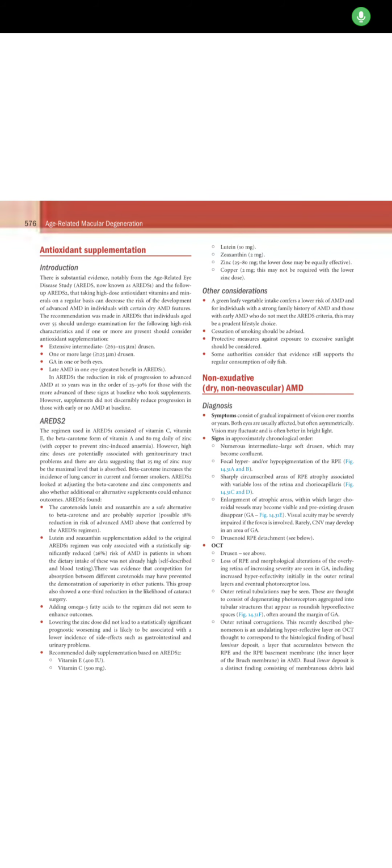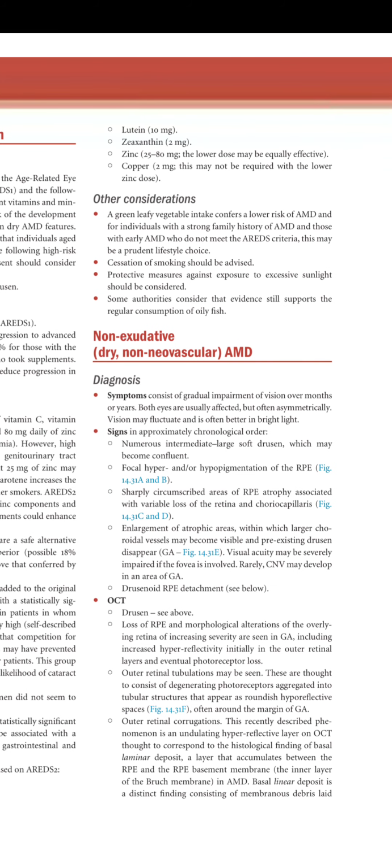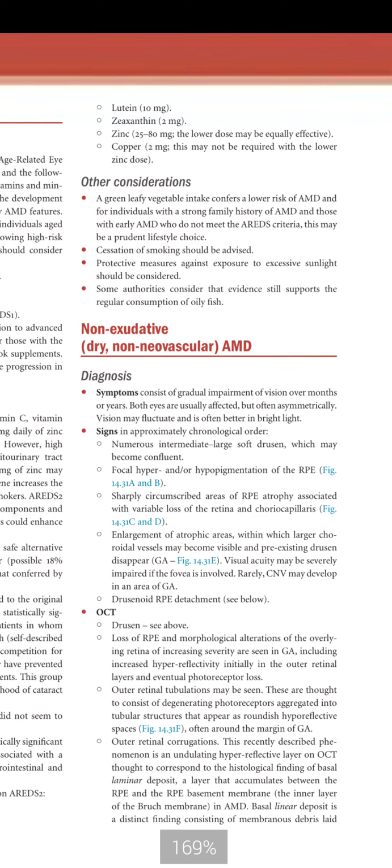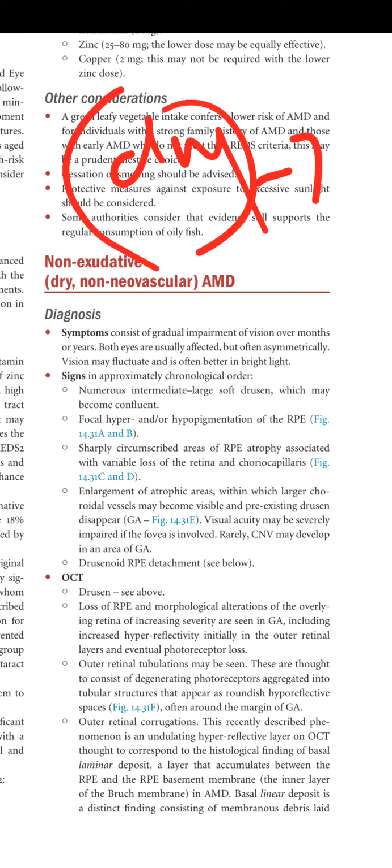The Kanski lecture series, and this is chapter 14, acquired macular diseases, part 5. In this part we are going to study the non-exudative dry, non-neovascular AMD. We are going to discuss now the dry AMD, which is a non-neovascular AMD.